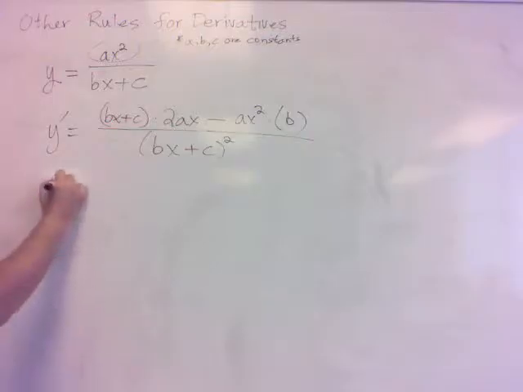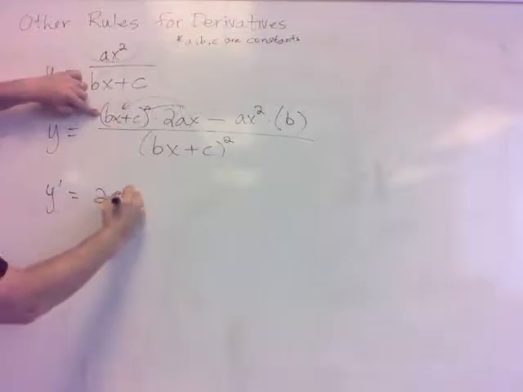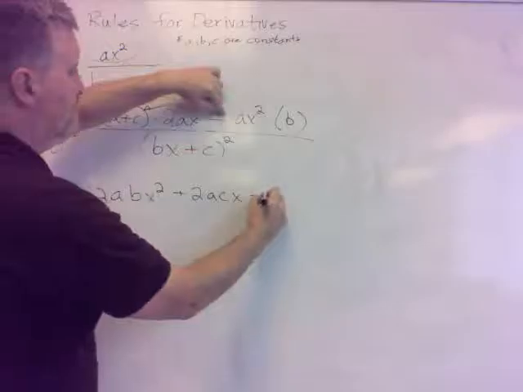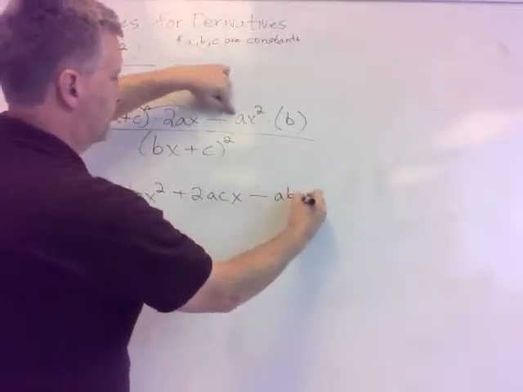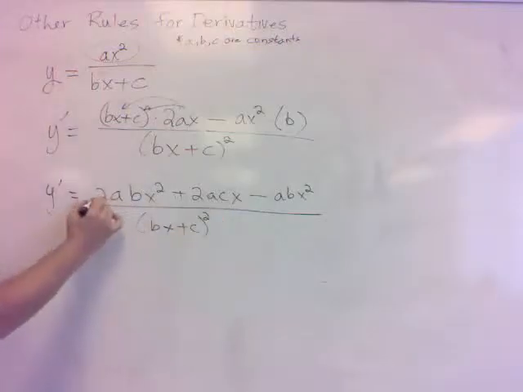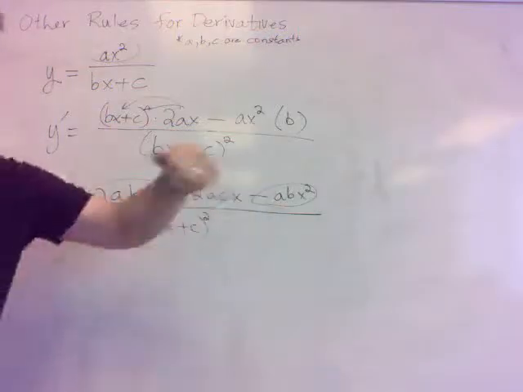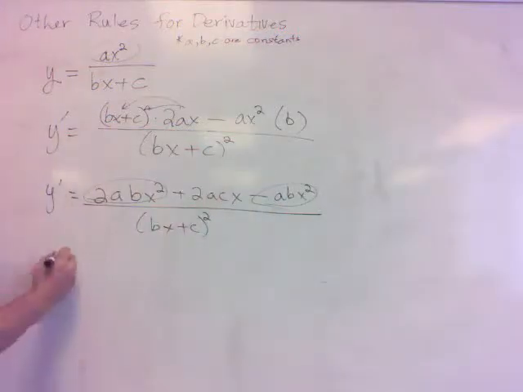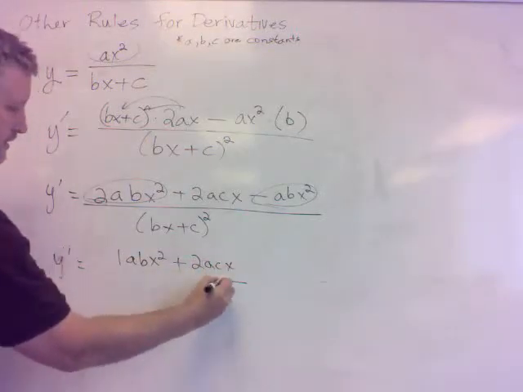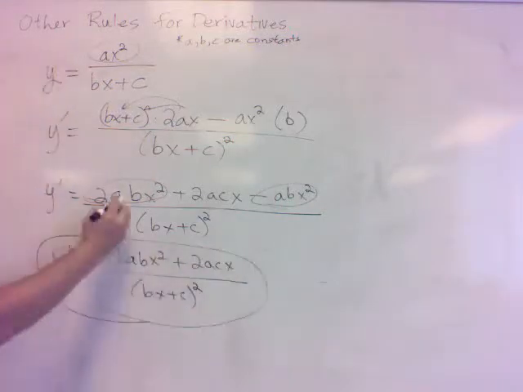Yeah, I think we can clean that up a little bit. Multiply this and this in. So that would be 2abx squared plus 2acx minus, and let's write this one, abx squared, over (bx plus c) squared. Yeah, this does clean up because I've got this minus, aren't those like terms? abx squared. So it's 2 minus 1. So that'd be 1 abx squared plus 2acx over (bx plus c) squared. I just combined those two to get that.